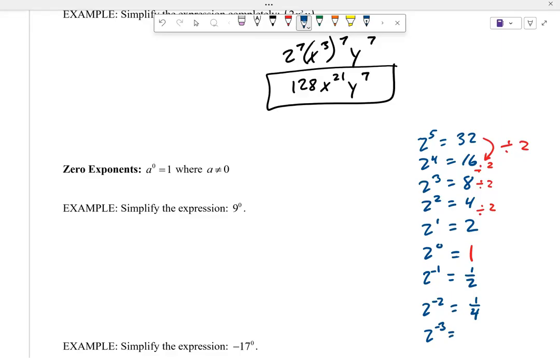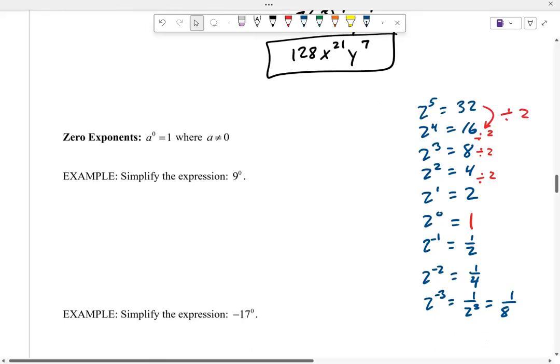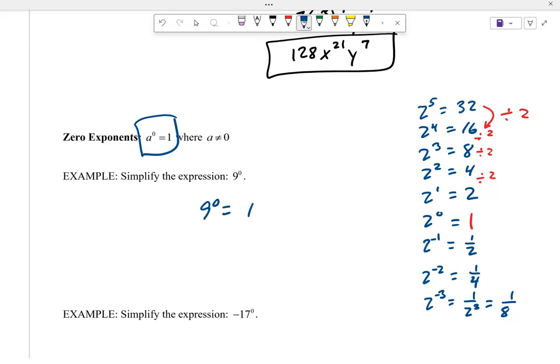2 to the negative 3 would be a fourth divided by 2, or an eighth, right? 1 over 2 to the third, which is an eighth, and so on. Keep going with that. So, anyways, point being, anything to the 0 power is going to end up being 1, right? So 9 to the 0, of course, would be 1.